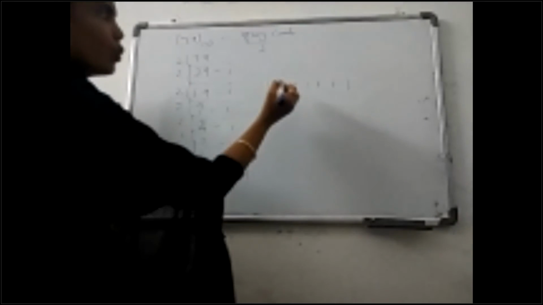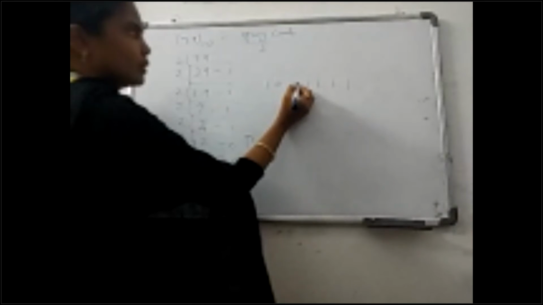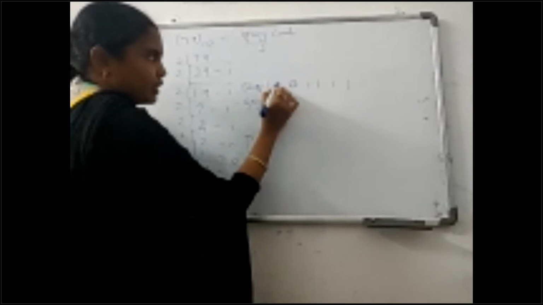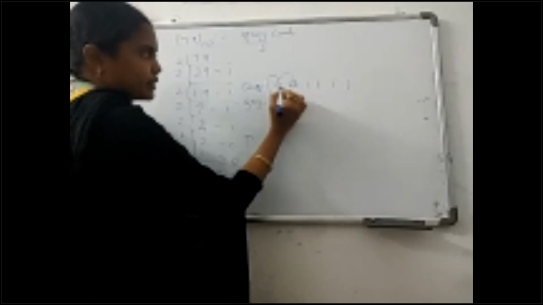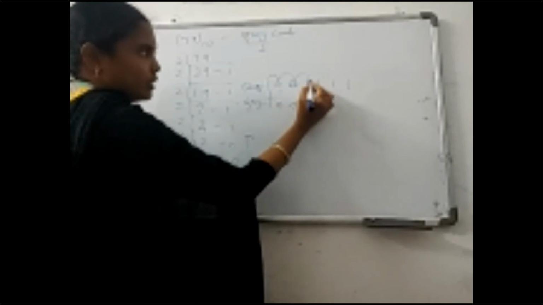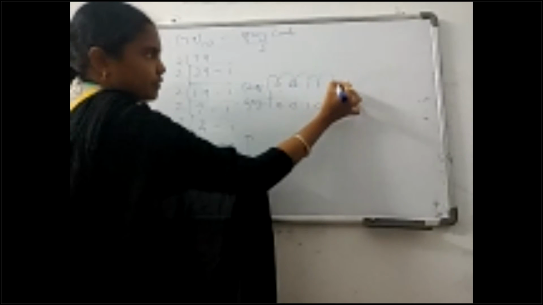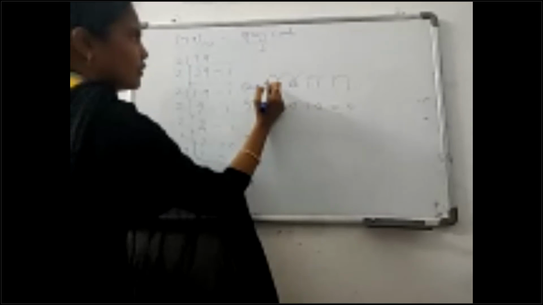Now you have to convert this binary code into gray. First write down 1, then 1 plus 0. So 1 XOR with 0 is 1, 0 XOR with 0 is 0, 0 XOR with 1 is 1, 1 XOR with 0, 1 XOR with 1, 1 XOR with 1. So this is the gray code. So this is the answer.